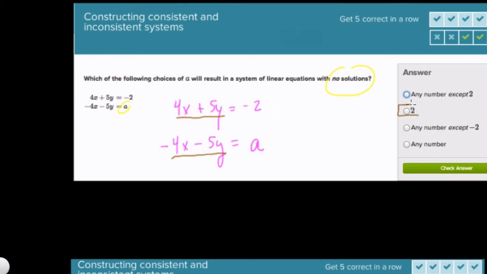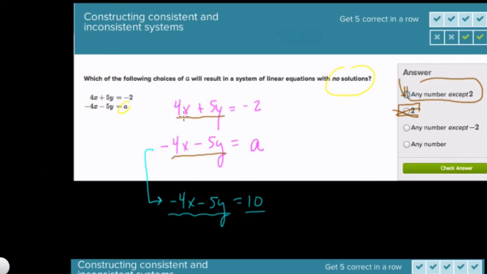So one of the choices they give you is 2. Well, if a equals 2, these would be two equal expressions. They would have infinitely many solutions. However, if it equals any number other than 2, the first choice, which is the answer, not the second, well, any other number would mean you have two expressions that equal different things. So, for example, if the second expression read negative 4x minus 5y equals 10, well, this is the opposite of the first expression, but it equals a different number. So these can't have any common solutions.